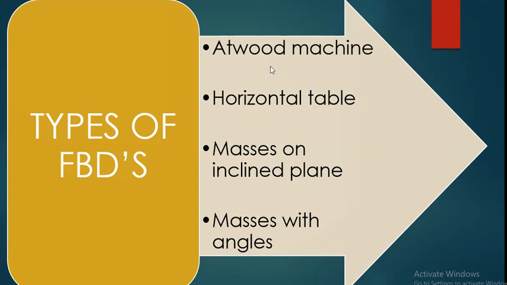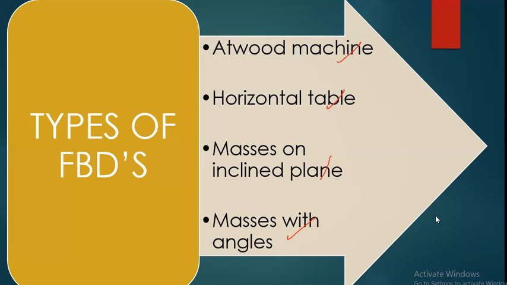The first type is the Atwood machine, the second type is the horizontal table, the third type is masses on an inclined plane, and the fourth type is masses with angles. Today we will cover them one by one in this video. Let us move to the first one.